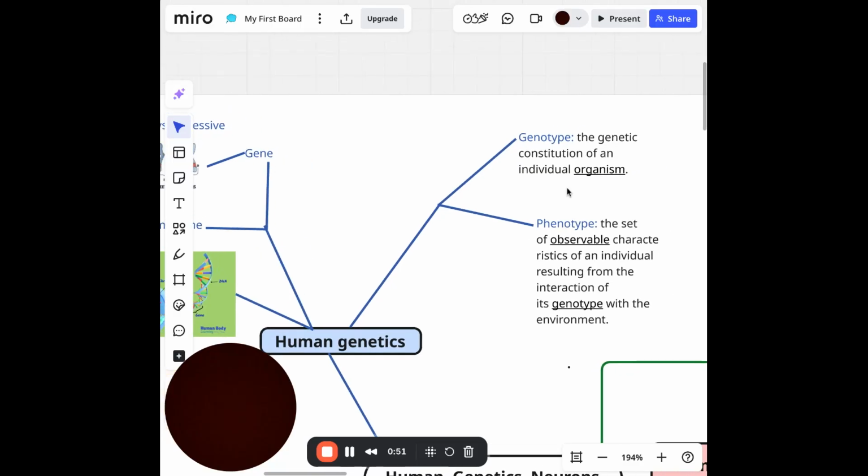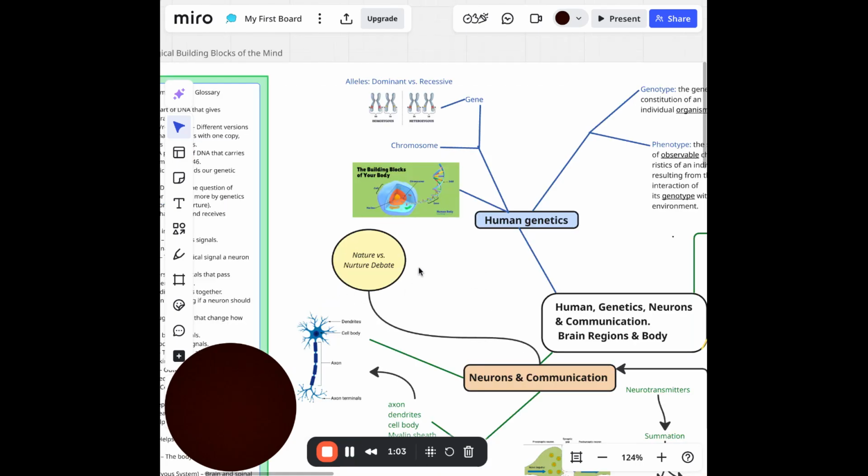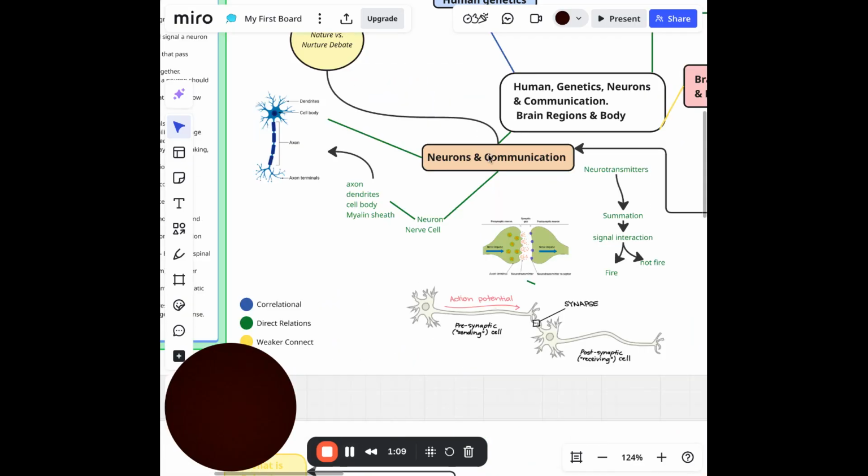These influence both our genotype and our phenotype, where the genotype is the genetic makeup and the phenotype is the expression of those traits, so the observable characteristics. Back to the ongoing nurture versus nature debate, which considers how much of human behavior is shaped by biology compared to environment. Next, the map moves into neurons and communication.